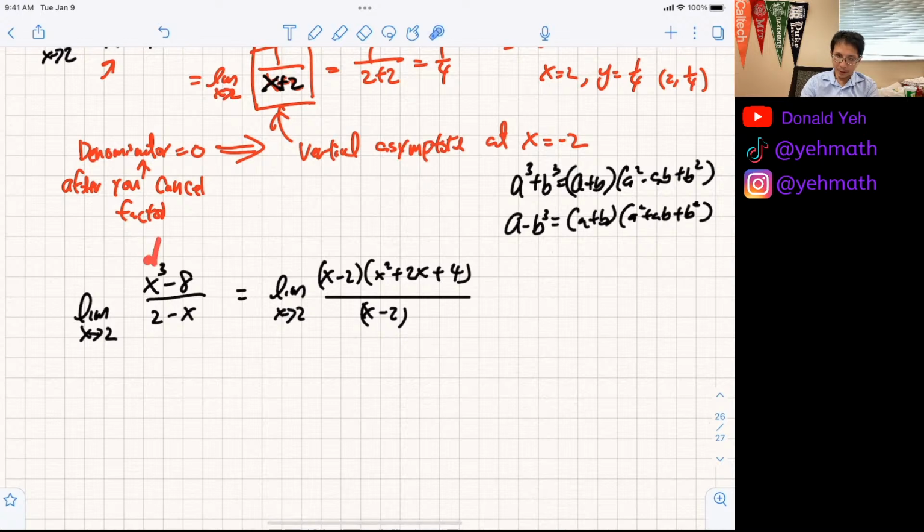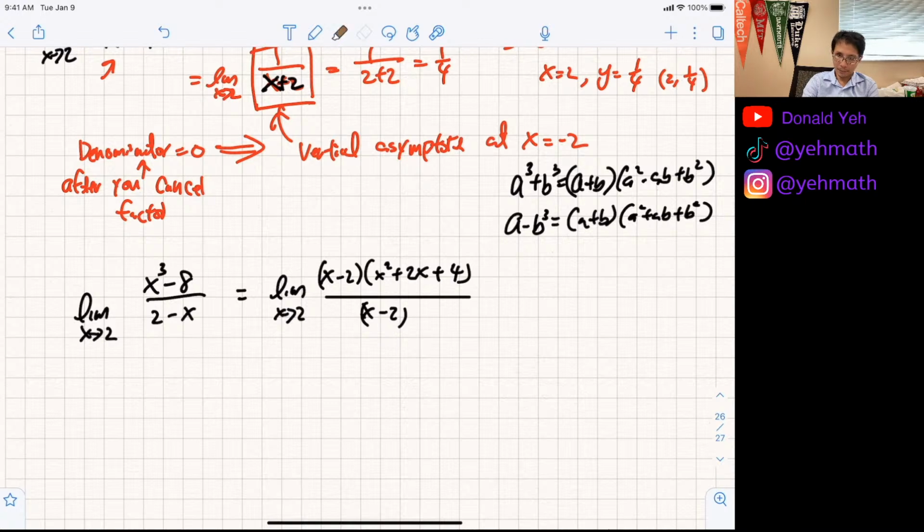Basically, you're just going to cube this number and cube this number. So it's going to be x and 2. So we're left with the x minus 2, same as before. Now this is a squared, so x times x is x squared. ab is going to be 2 times x. And this is going to be 2 times 2, so that's 4. The x minus 2 cancel out? Yeah.